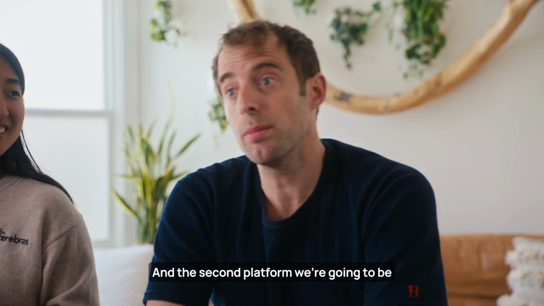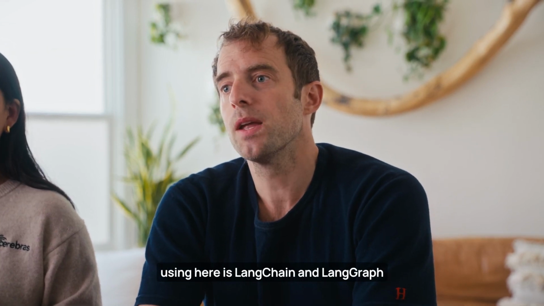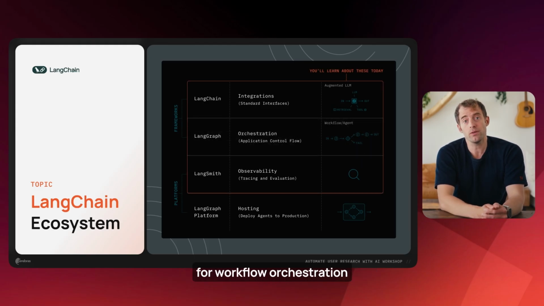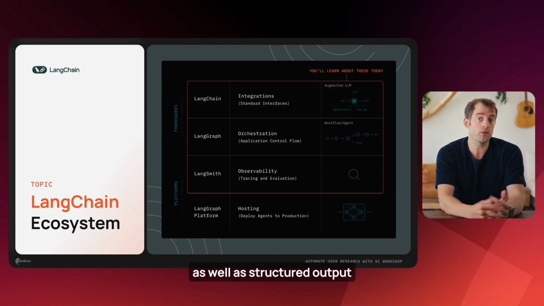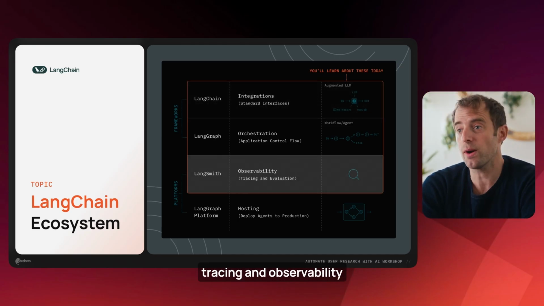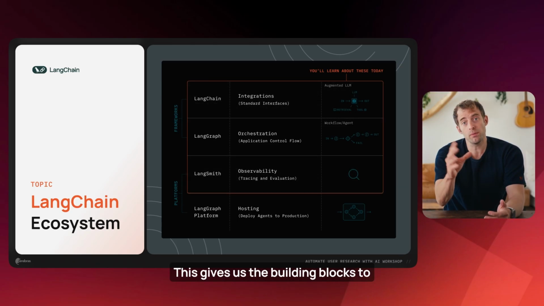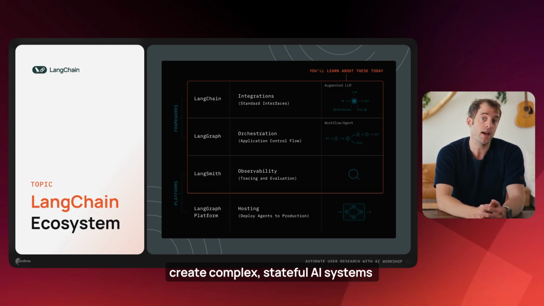And the second platform we're going to be using here is LangChain and LangGraph. Today we're focused on LangGraph for workflow orchestration and LangChain for integrations, as well as structured output. We'll use LangSmith for tracing and observability. This gives us the building blocks to create complex, stateful AI systems that can handle multi-step research processes.